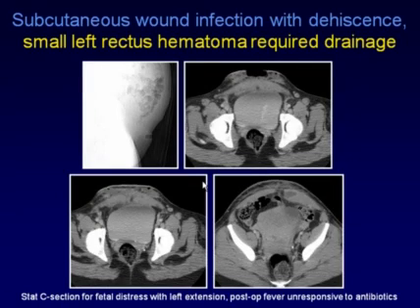Here's another patient with a wound infection, and the wound itself is dehiscing, not the uterus. You can see in the scout film from the CT scan this gas at the incision site, and this is the axial image showing that the incision is opening up and that there's gas. There's small hematomas with gas in these locations.